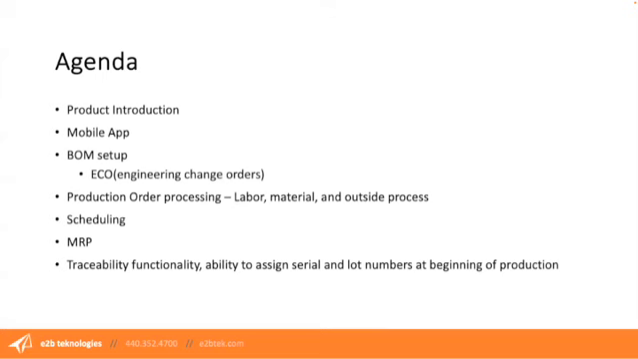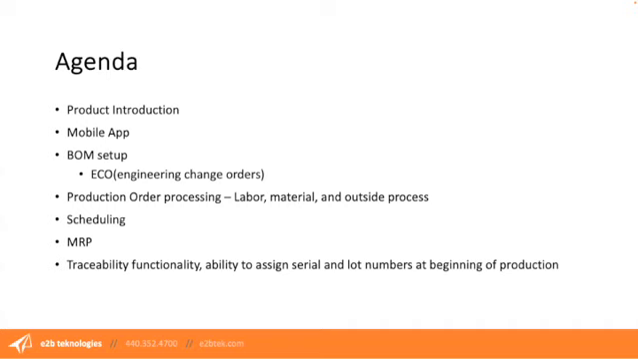Perfect. Okay. And so I'm going to discuss a basic product introduction, emphasize that we do certainly have a mobile app, talk about setting up bills of material, and the fact that we also support engineering change notices, engineering change orders with that, production order processing capability, scheduling, MRP, and then Acumatica has a full lot tracking and lot traceability capability here.